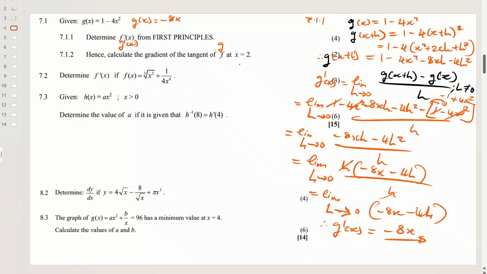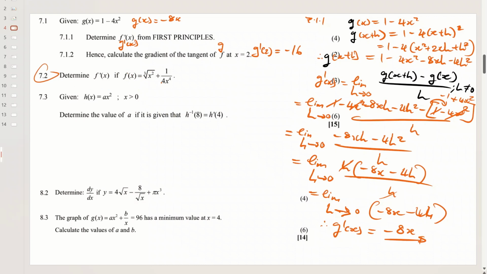So now guys, they say at x is equals to 2. This is the gradient, right? So what you do is just make the substitution, say g prime at 2 is negative 8 at 2, and the g prime at 2 gives you what? Negative 60. And this will be your answer. So therefore, this is your answer. So now I can say the g at 2, it is just negative 60. So now let's take a look at the next question.